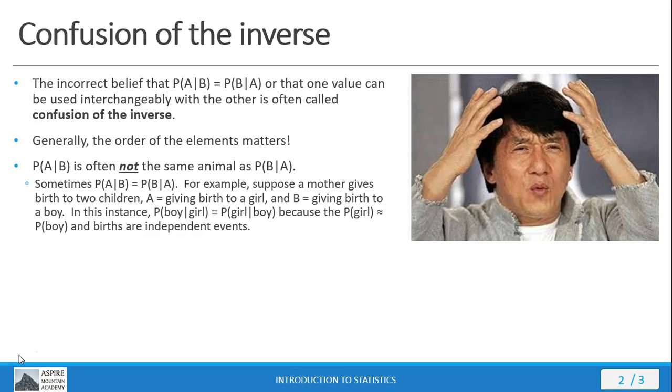For example, suppose a mother gives birth to two children. So event A is going to be giving birth to a girl, and event B will be giving birth to a boy. In this instance, you can interchange the elements. The probability of a boy given that the first one was a girl is going to be the same as the probability of having a girl given that the first one was a boy, because the probability of having a girl or a boy is about the same. And the births are independent events. So interchanging the elements is not going to be that big of a deal because those probabilities for those independent events are about the same. But that's the exception and not the rule.